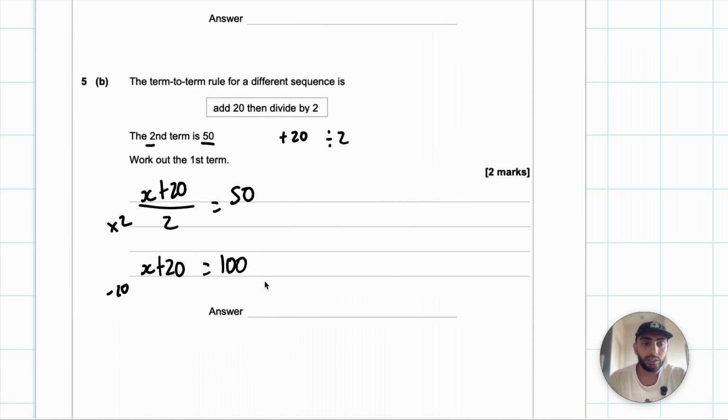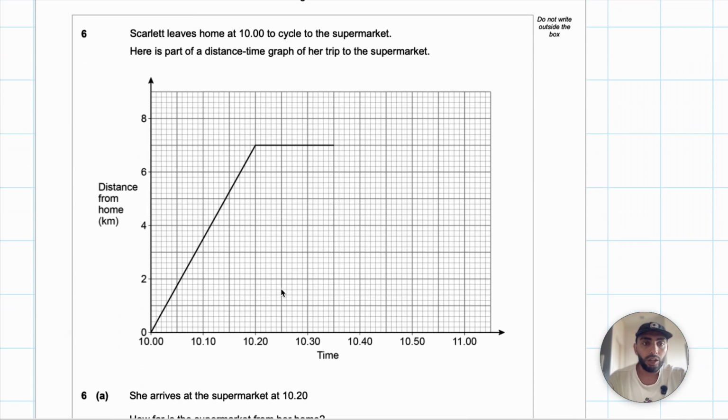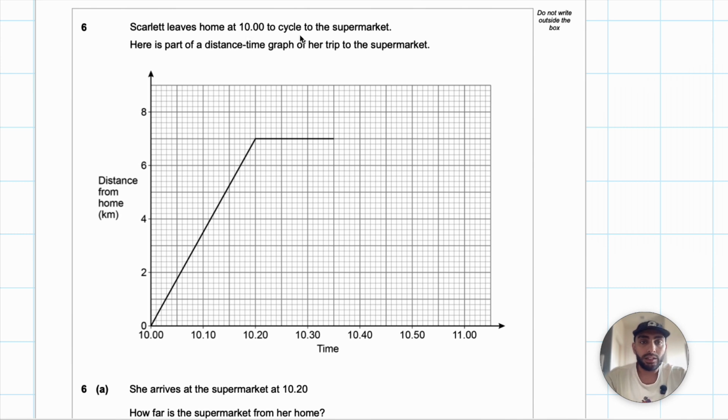I'm going to take away 20 from both sides. So x would be equal to 100 take away 20, 80. Question 6. Scarlett leaves home at 10 to cycle to the supermarket. Here is part of a distance time graph of her trip to the supermarket.